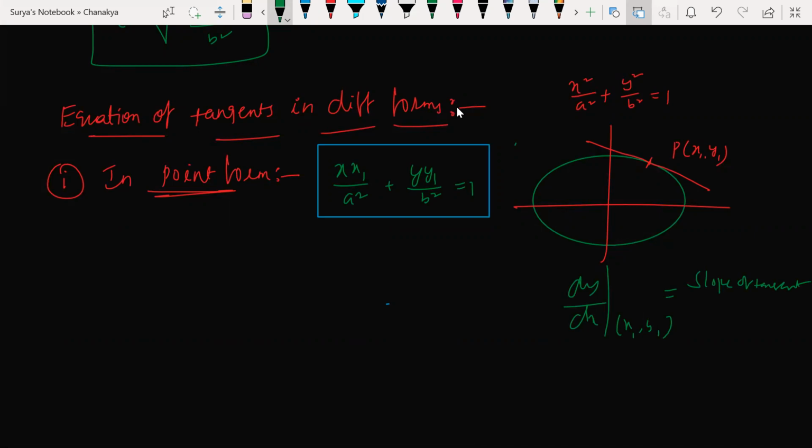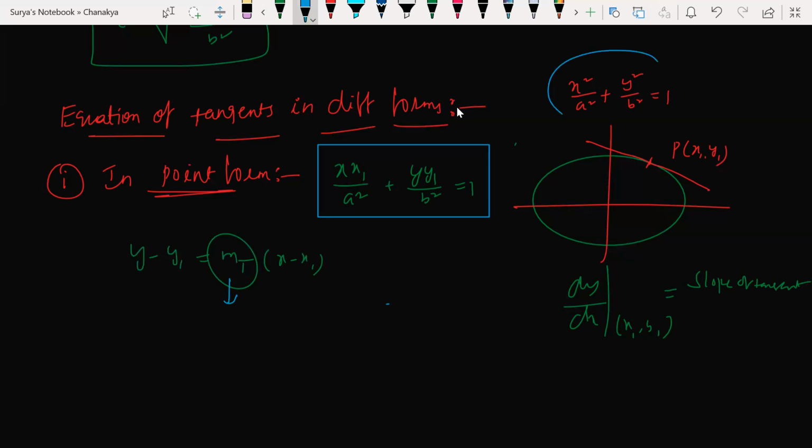Guys, we have learned in derivatives. What is the definition of the derivative? The slope of the tangent to a curve at any point, at point P. So first find out the slope of the tangent. For finding the tangent equation, we have a formula: y minus y1 is equal to mt into x minus x1. What is mt here? The slope of the tangent. Where will I get that from?